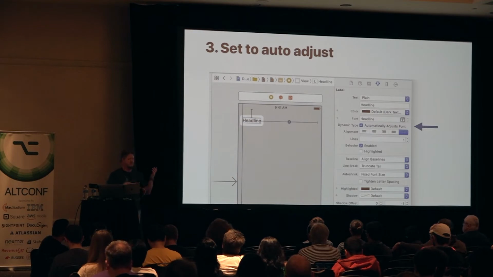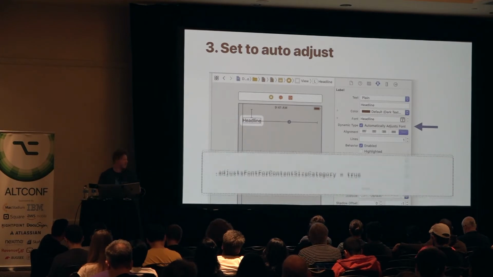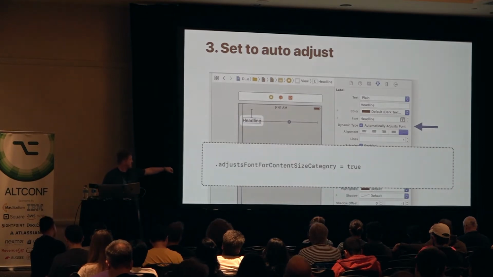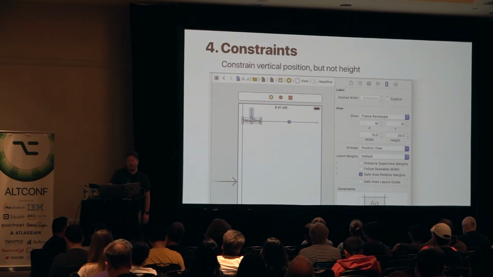it was one of the kind of annoying parts of the code before that you would have to update every one of your text elements to do that if they did change it, where this saves you a lot of code if you want to support that. In code, you can set adjust font for content size category to true if you don't want to use IB. That works. Now comes the sizing concepts.